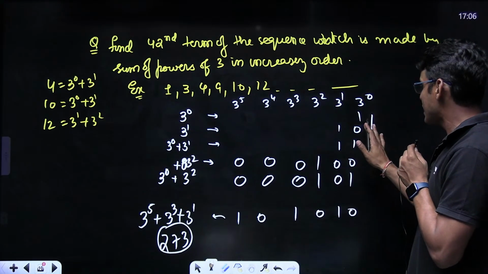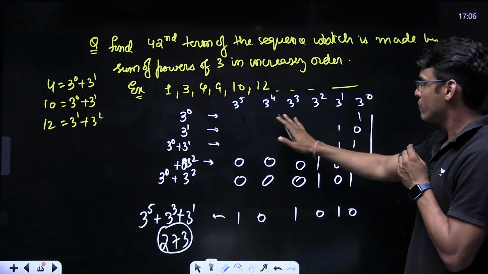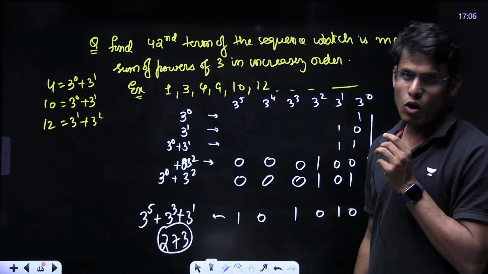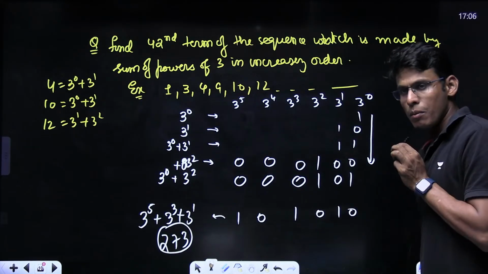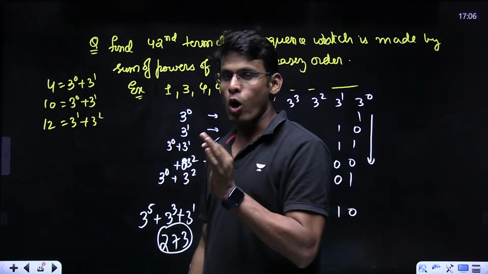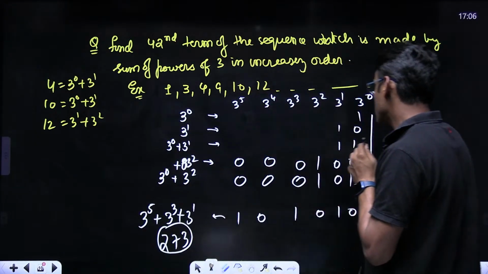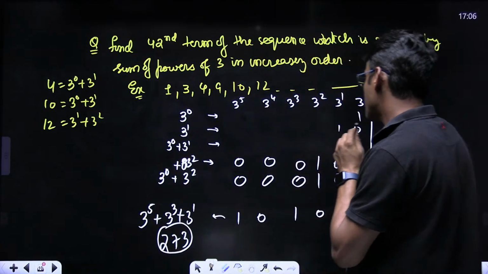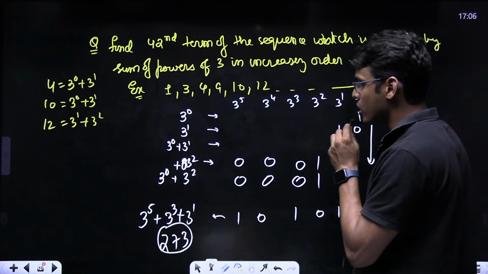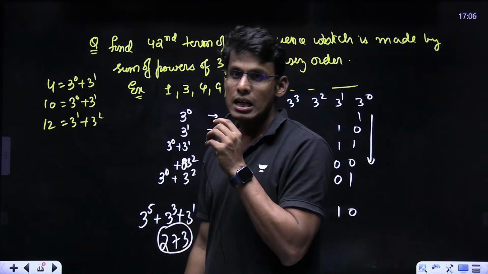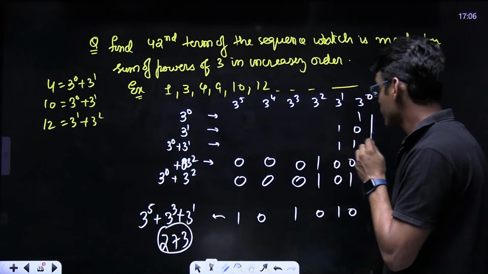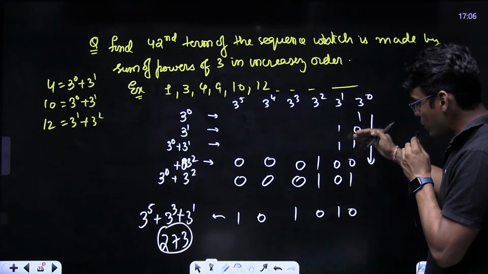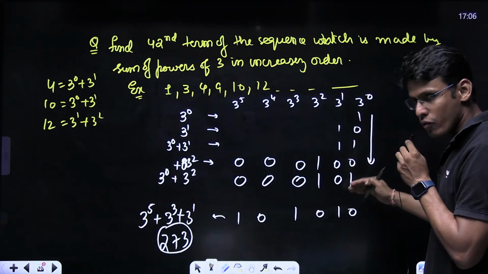So what I'm writing here is, I'm simply writing presence or absence of powers of 3. In the first number, my 3 to the power 0 is present, rest all the powers are absent. In 3 to the power 1, 3 to the power 1 is present, rest all the powers are absent. In 3 to the power 0 plus 3 to the power 1, 3 to the power 0 is present, 3 to the power 1 is present, and then all the other powers are absent. Then I am doing similarly for rest of the numbers as well.